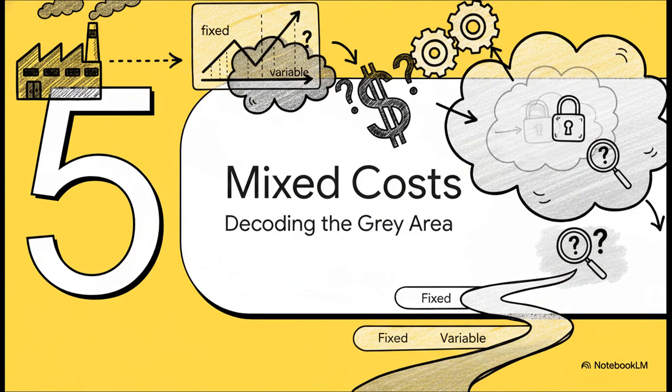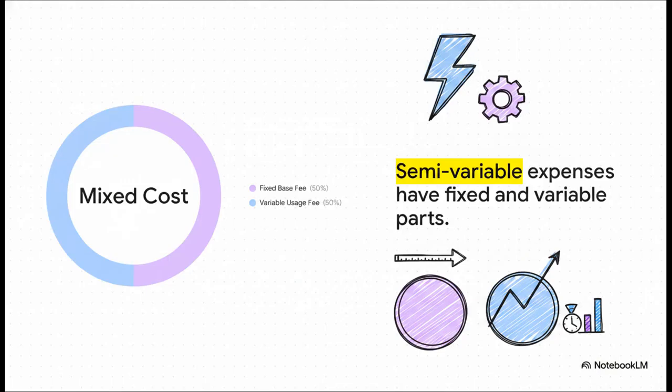Section 5. Decoding mixed costs. So what happens when a single expense falls right into a gray area and doesn't fit neatly into either category? Well, a lot of real-world expenses are actually mixed costs. Take a utility bill, for example. It usually contains both a fixed base fee, just to have the electricity hooked up, and a variable usage charge tied directly to production hours.